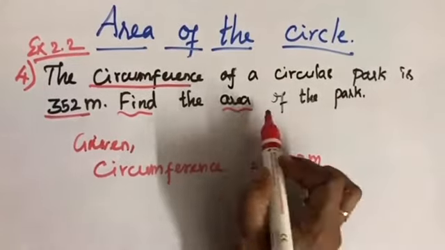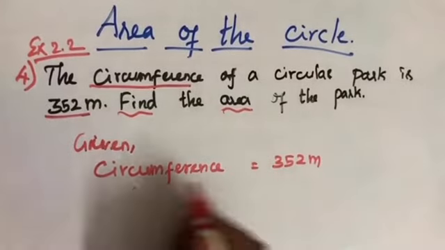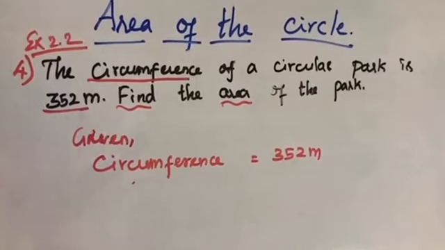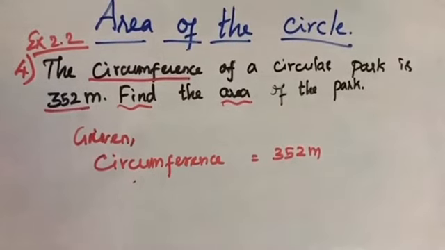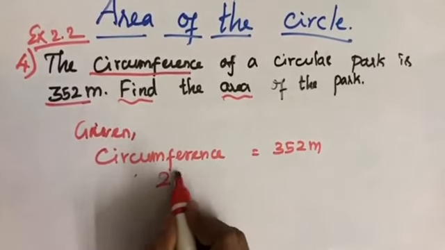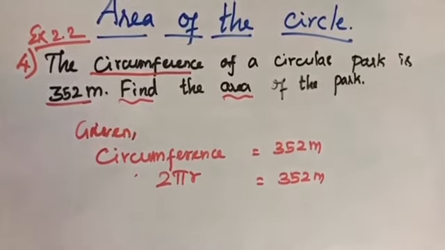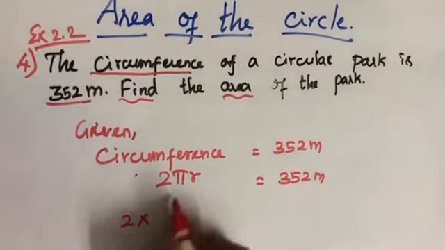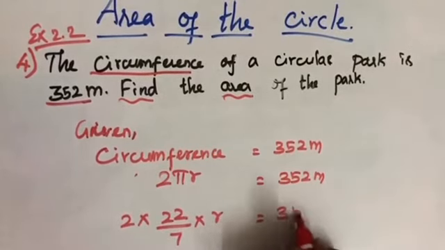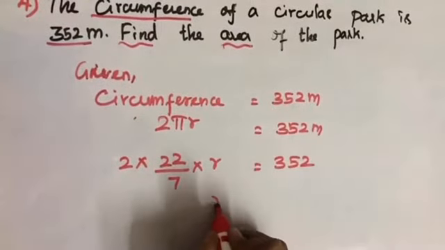To calculate the area, we need radius. Okay. So with this, you have to find the radius. How will you find the radius from circumference? So you know the formula for circumference, right? 2 pi r. So 2 pi r is equal to 352 meters. 2 into 22 by 7 into r is equal to 352. Isn't it? So now we have to find r.